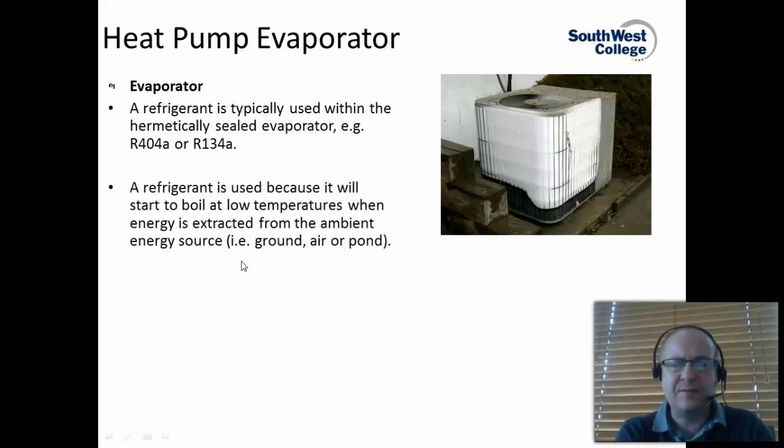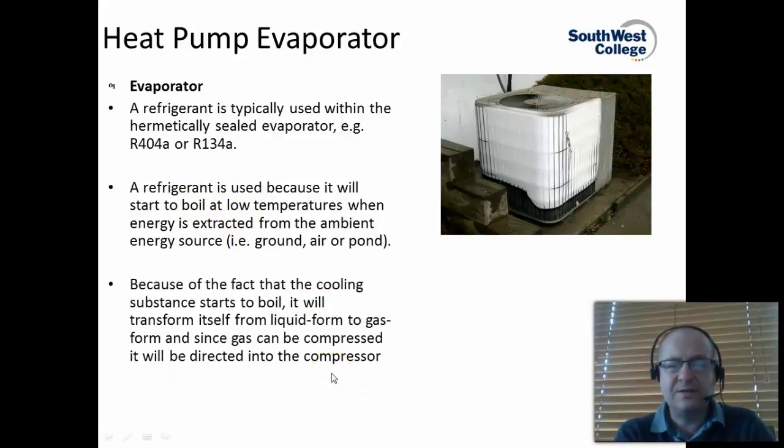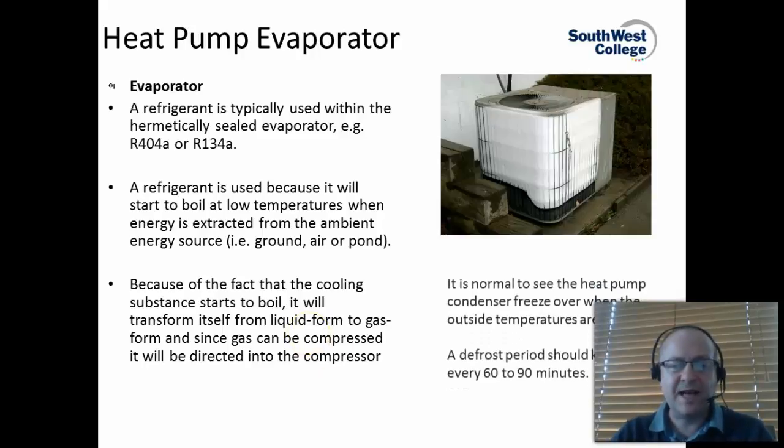So when energy is extracted from the ambient energy source, so that be the ground, the air, or the pond. So they're volatile liquids when under pressure, and basically means that they'll boil at very low temperatures. So they can be used to extract heat from the ground or from the air. Because the cooling substance starts to boil, it transforms itself from a liquid to a gas. And once that converts from a liquid to a gas, since gases can be compressed, they then go to the compressor, where the compressor's job is to compress the gas.